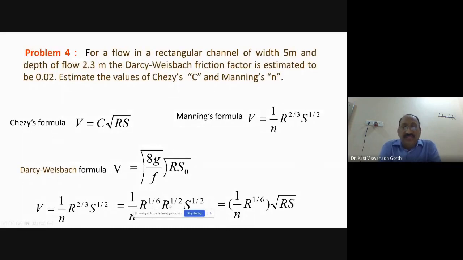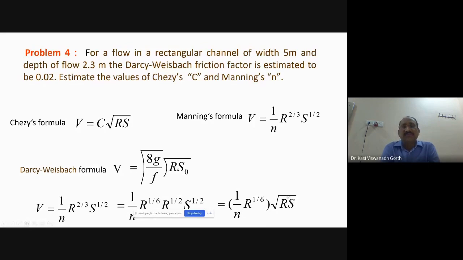The reason is when I convert this into R to the power half and S to the power half, it becomes square root of RS. So R to the power 1/6 into R to the power 1/2 becomes how much? 6 plus 2 divided by 12, or 2/3. So the velocity V would be equal to 1 by N into R to the power 1/6 into square root of RS.